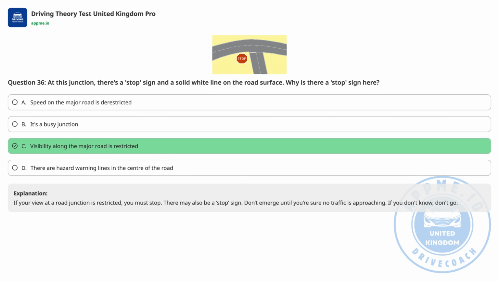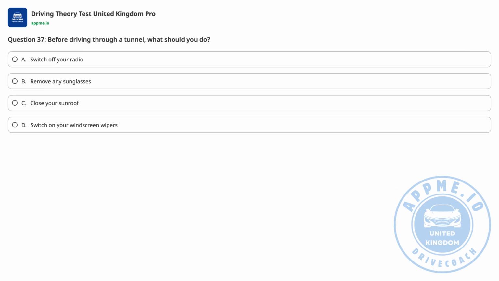The correct answer is C. Question 37. Before driving through a tunnel, what should you do? A. Switch off your radio. B. Remove any sunglasses. C. Close your sunroof. D. Switch on your windscreen wipers.